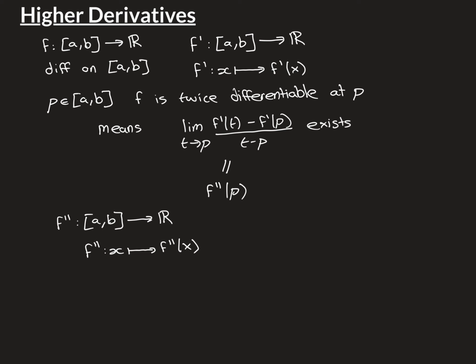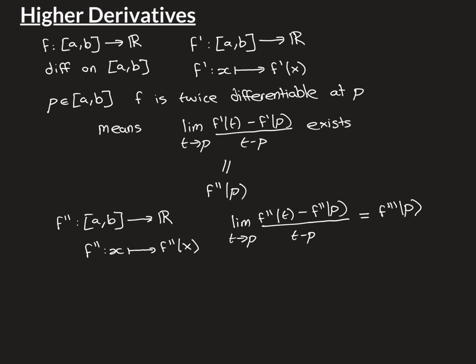So then, for it to be 3 times differentiable at point p means that this second derivative function will be differentiable at the point p. So again, the limit as t approaches p of the second derivative evaluated at t minus the second derivative evaluated at p, over t minus p, must exist, and we'll denote it f triple prime at p, the third derivative at p.